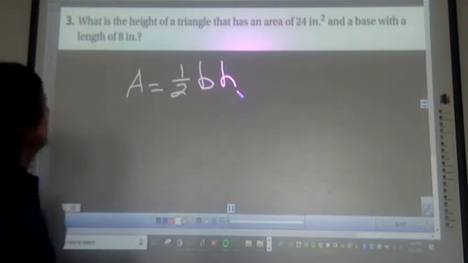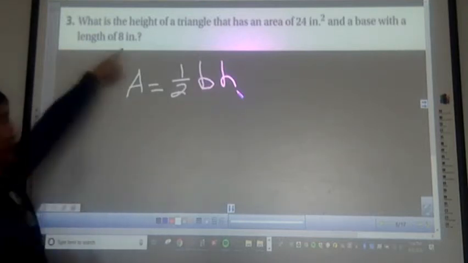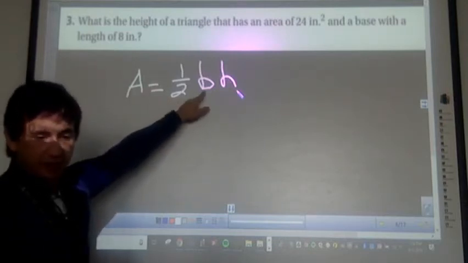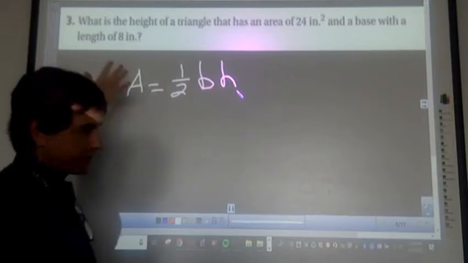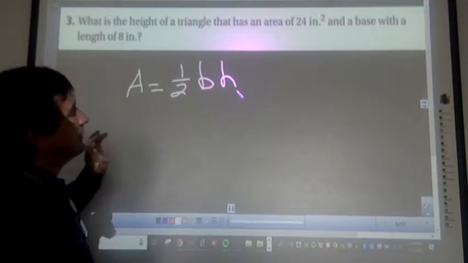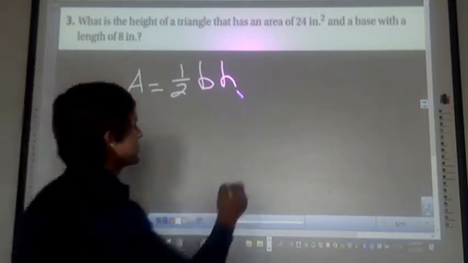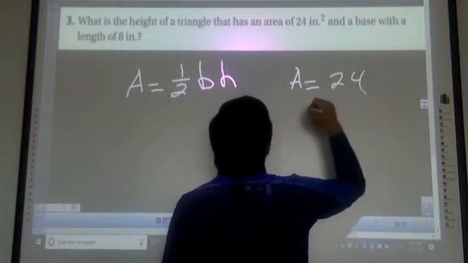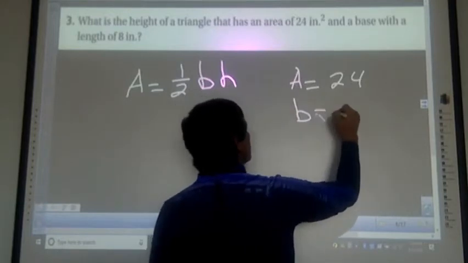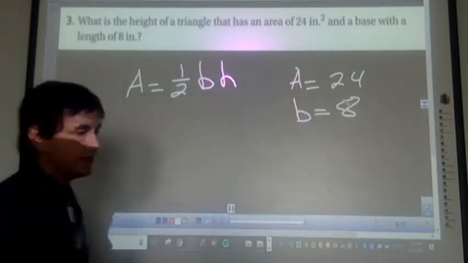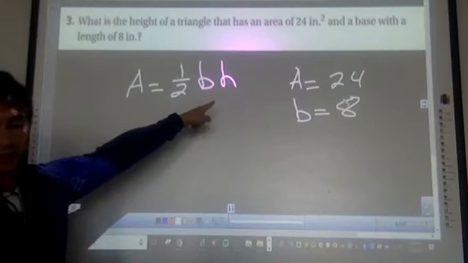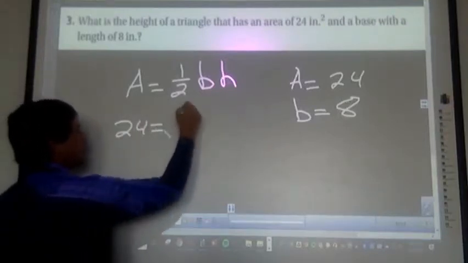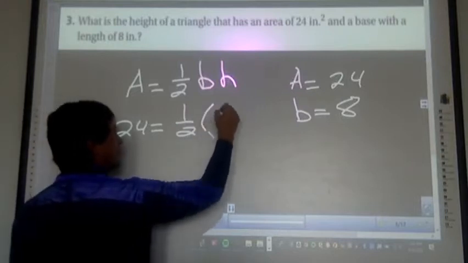It's better. So it says base with a length of 8. So last class we were doing L for the B. Doesn't matter because they say base and length. More of the story, let's plug in the numbers. So they tell us that the area is 24, and they tell us that the base equals 8. So where I see those letters, I'm just going to plug them in. So I get 24 equals 1/2 times 8 times h.